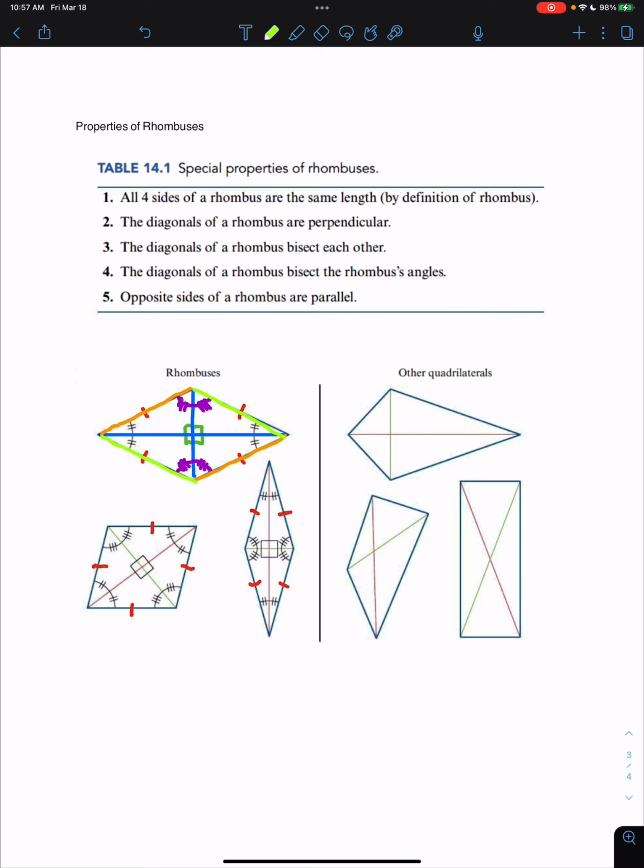So these are some special properties of rhombuses, and other quadrilaterals do not have all of these. They may have some of these properties, but they do not have all of these special properties of rhombuses.